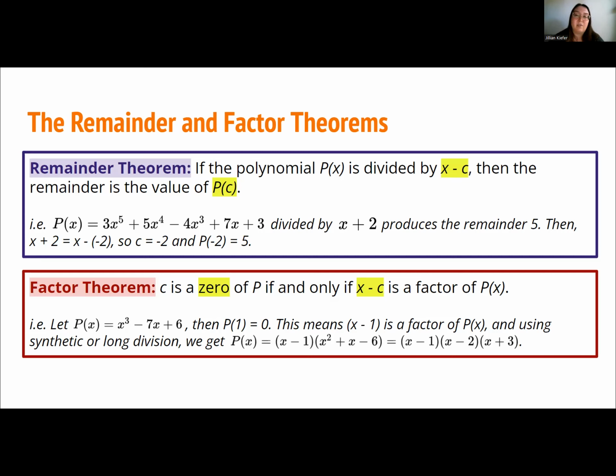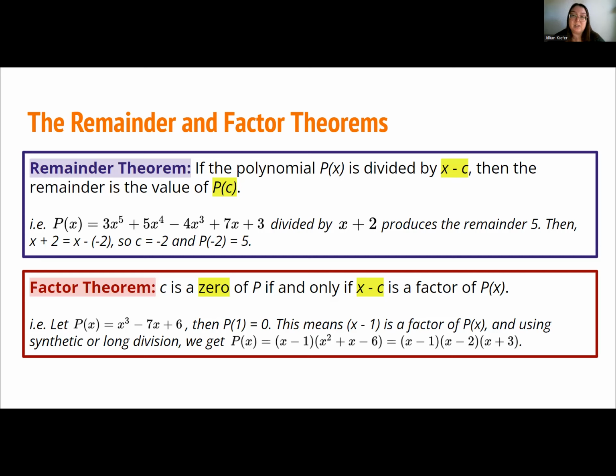It's an even factor. So an example, p of x is equal to x to the power of 3 minus 7x plus 6, and p of 1 equals 0. 1 to the power of 3 is 1, minus 7 times 1, so 1 minus 7 is negative 6, plus 6 is 0. So by plugging in the number 1, we get an answer of 0. This means that x minus 1 is a factor of p of x.